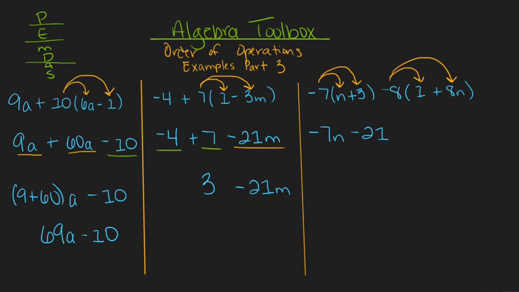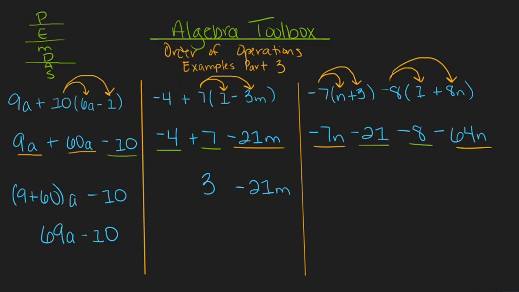And then we can do this with the second group as well. So negative 8 times 1 gives me negative 8. And then lastly, negative 8 times 8n would be negative 64n. Now I can look at my terms. I see that I have two number terms and I have two variable terms. So I'll actually be able to combine each of these.